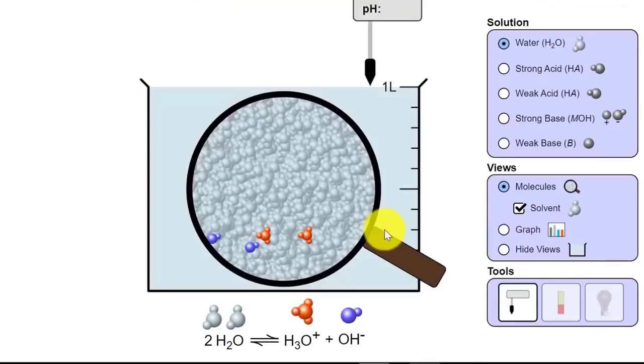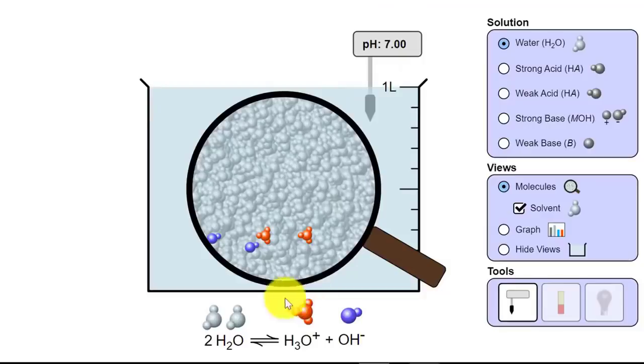Let's look at this simulation where we have pure water, just water itself. Look what happened to the pH. It is at 7. And notice how in water we have, in terms of moles, the H3O plus equal to the number of moles of OH minus. So in a sense, the pH of 7 tells you that the amount of H3O plus must equal the amount of OH minus in terms of moles. And that's an example of 7.